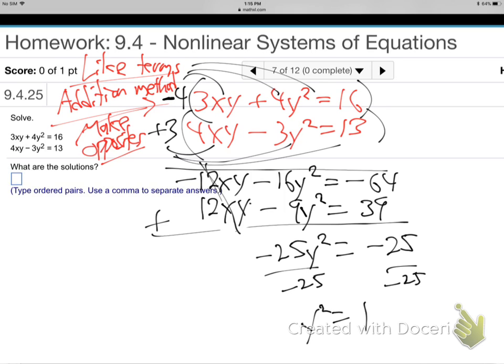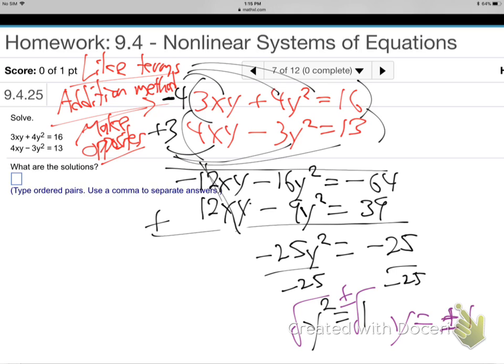Y squared is 1. Am I racing ahead of you? You with me? Y squared is 1. What do we do there? Root it, plus or minus. We're going to put a roof on the house. So we get y equals plus or minus 1. So we got y, now it's time to go get x.